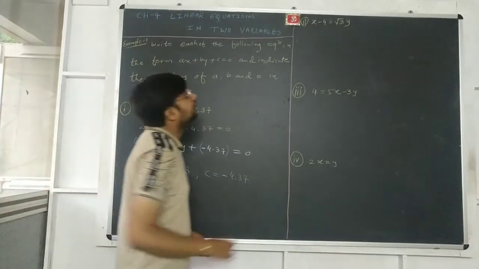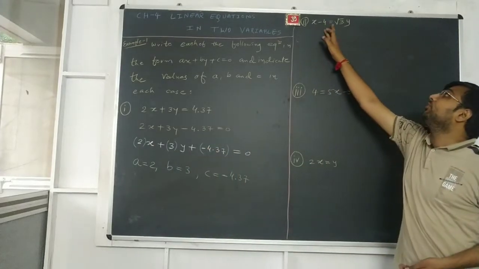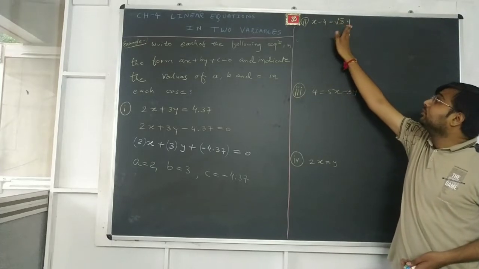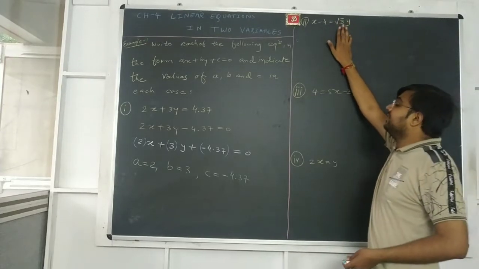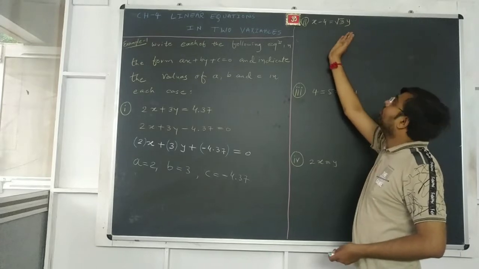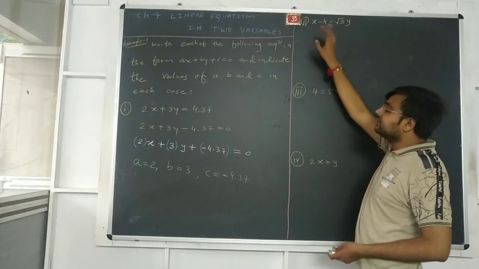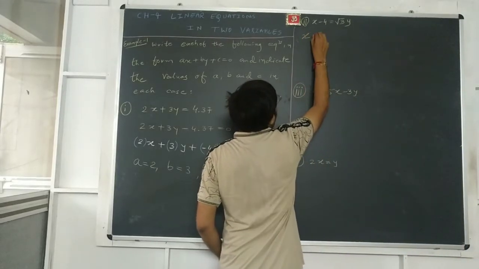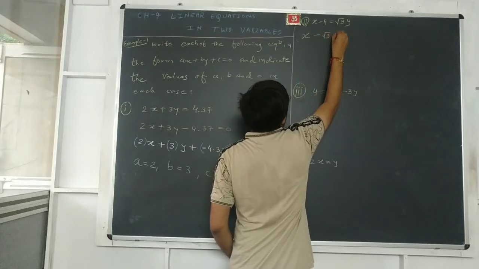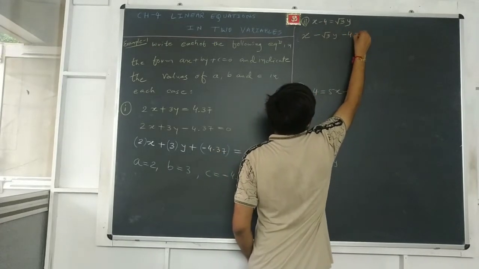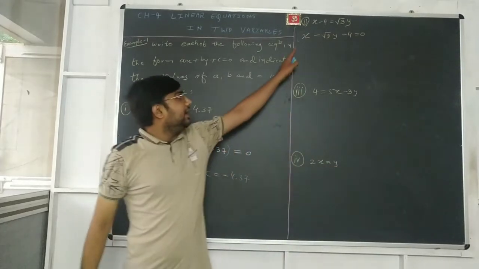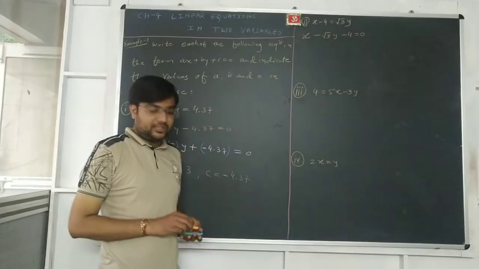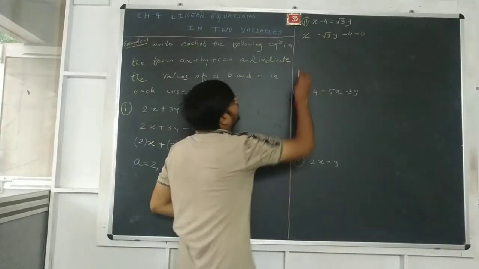Now the next expression, x minus 4 is equal to root 3 y. This is the equation, x minus 4 is equal to root 3 y. Suppose root 3 y on the right hand side is positive, then moving to the left hand side, root 3 y is negative. So this equation is x minus root 3y minus 4 is equal to 0. We get this equation.